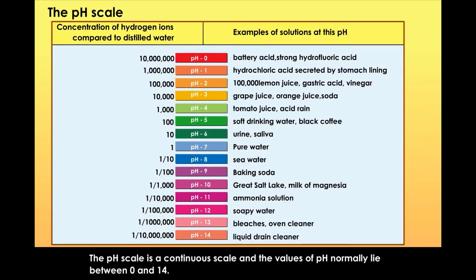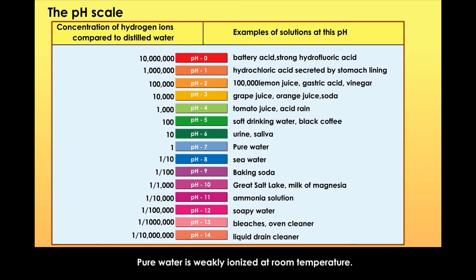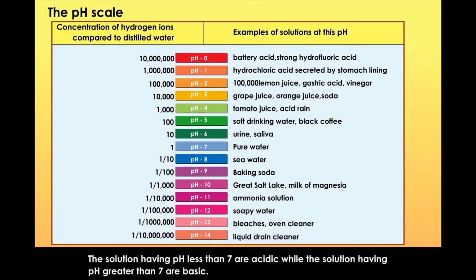The pH scale is a continuous scale and the values of pH normally lie between 0 and 14. Pure water is weakly ionized at room temperature. Thus, the pH of pure water or a neutral solution at 25 degrees Celsius is equal to 7. Solutions having pH less than 7 are acidic, while solutions having pH greater than 7 are basic.